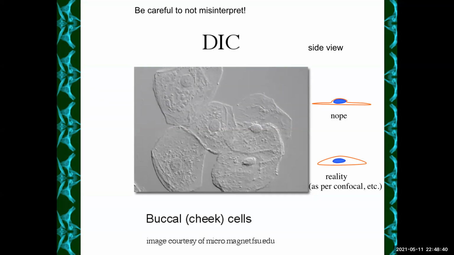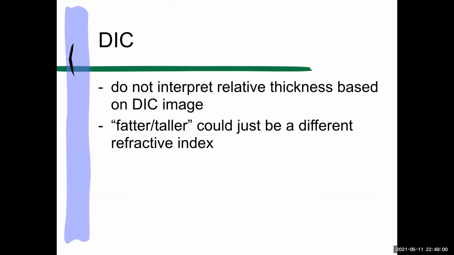A DIC image is a map of refractive indices of your sample. And so if something is denser, it will look fatter. So the truth that we know because of other techniques is that the nucleus is denser. And so in DIC, it looks like it pops out a lot of the times. So don't be fooled by DIC images.